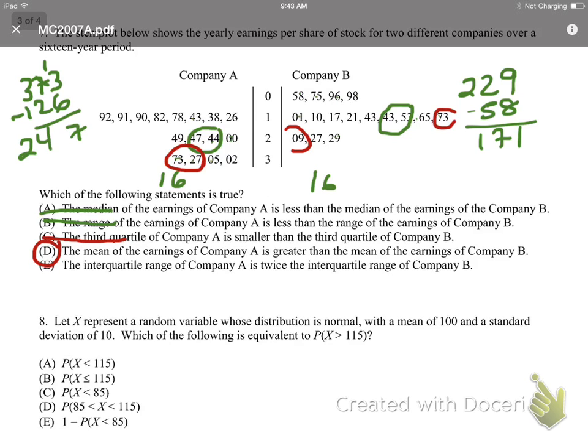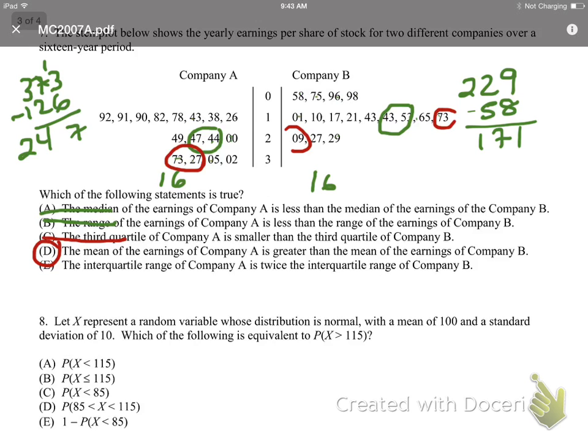But let me just do the last one here. The interquartile range of A is twice the interquartile range of B. Well, I would say that these numbers here are pretty tight because they're in here pretty tightly. D is the answer. All right, so now let's go down to 8.